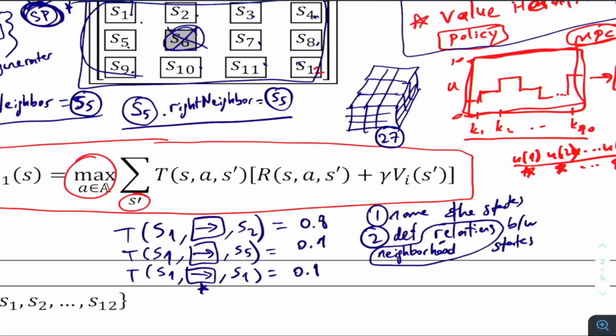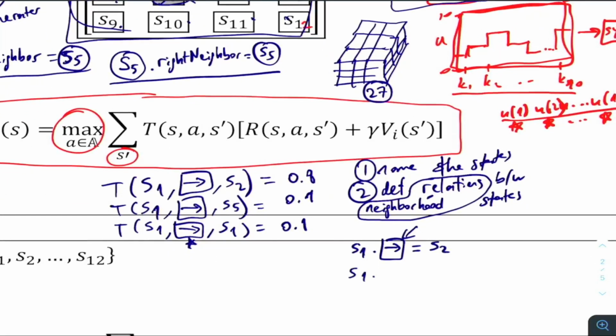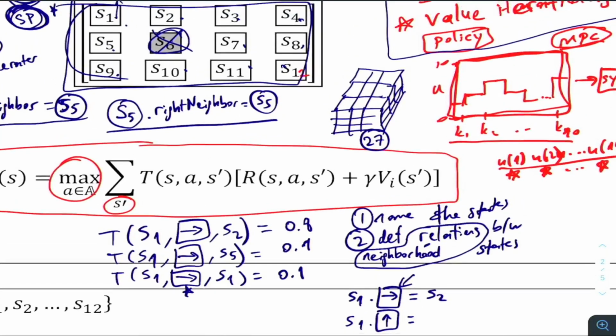When I say define the neighborhood relations, you literally write something like this. S1 dot right is S2, or right neighbor, but I don't want to write right neighbor because it would be longer. However, if you want, you can write that. And after that, S1 dot up neighbor. I'm going to write up, because I don't want to write too much stuff.